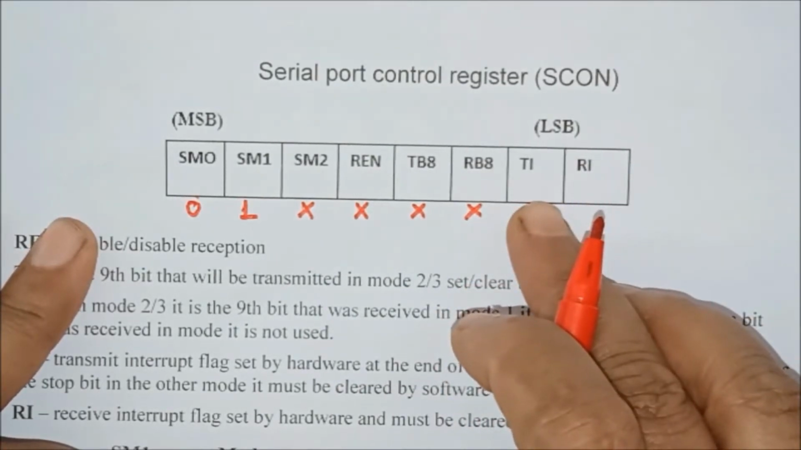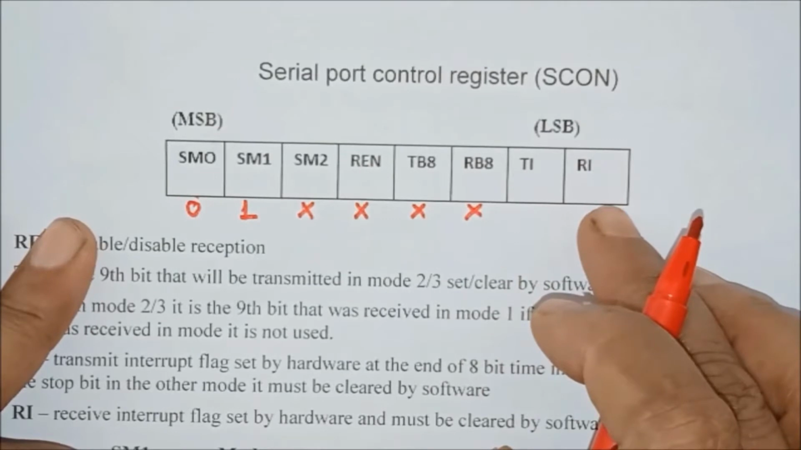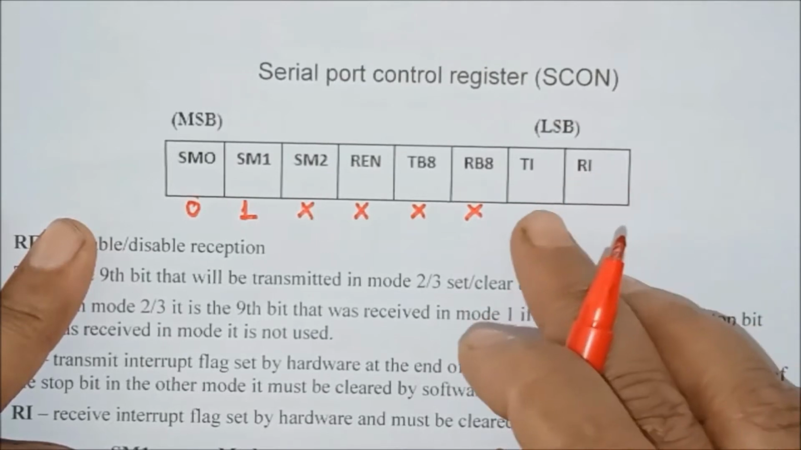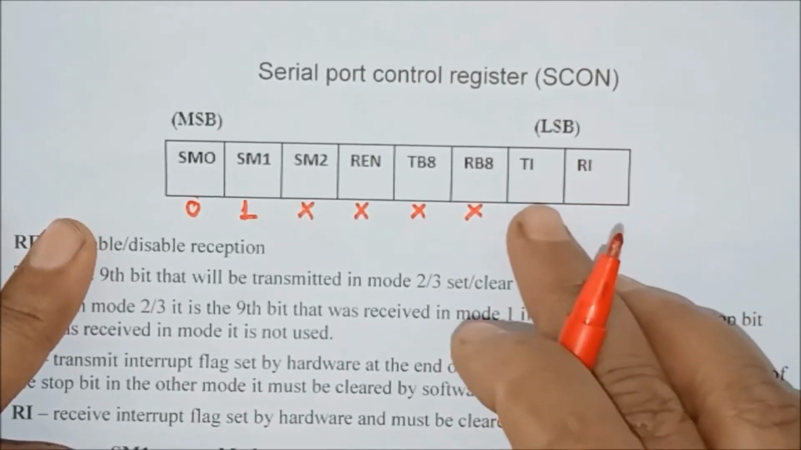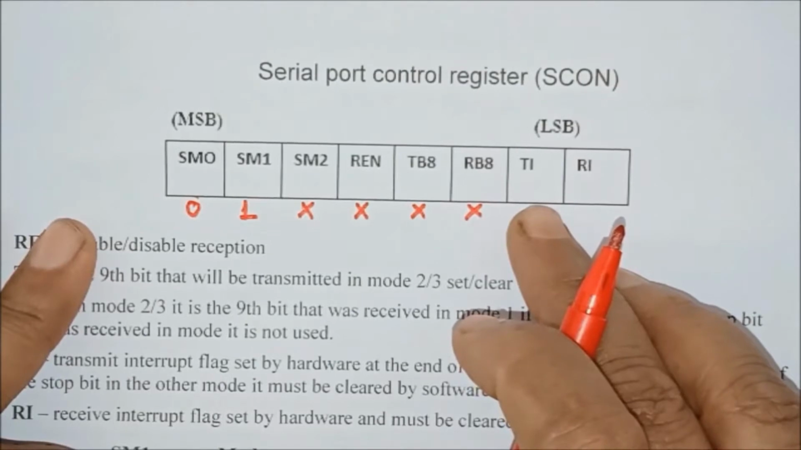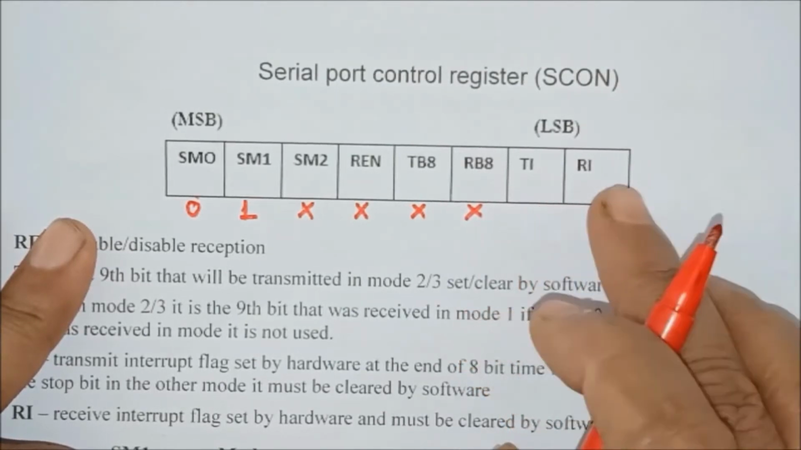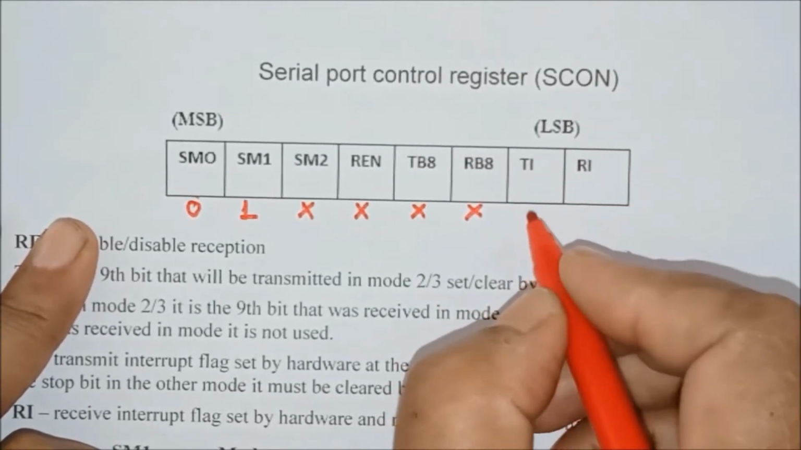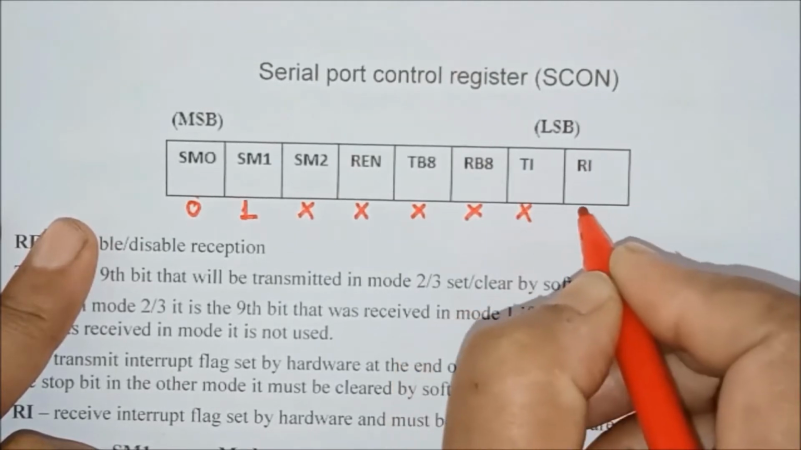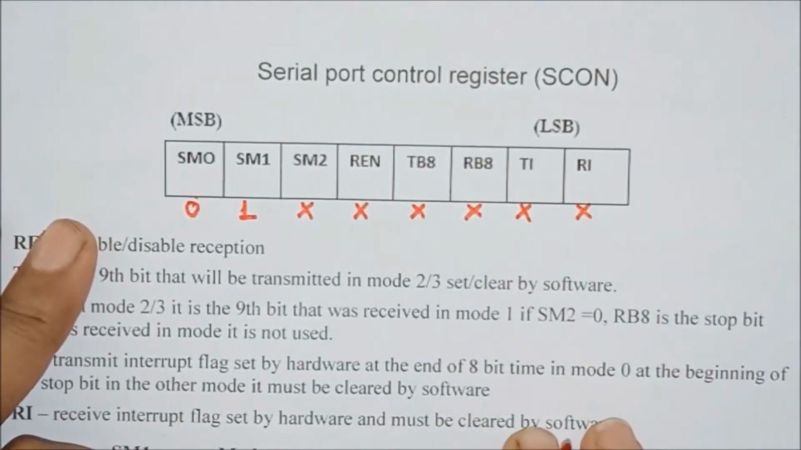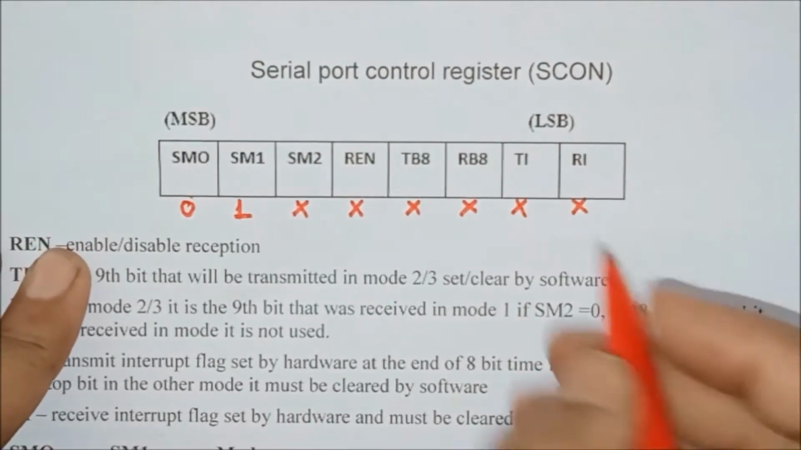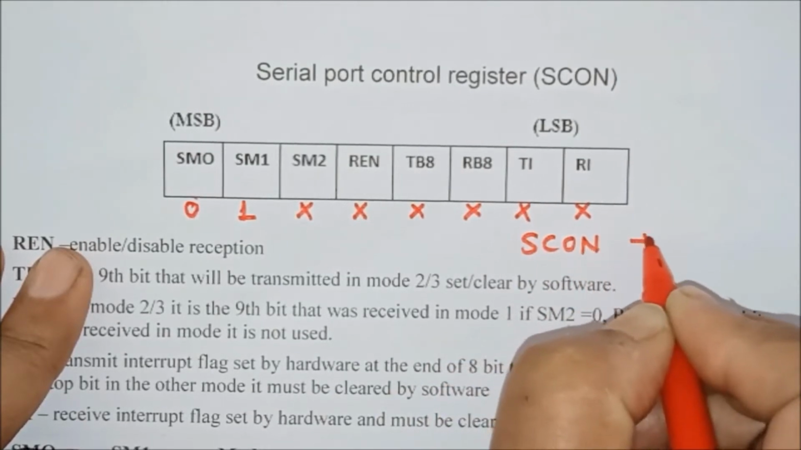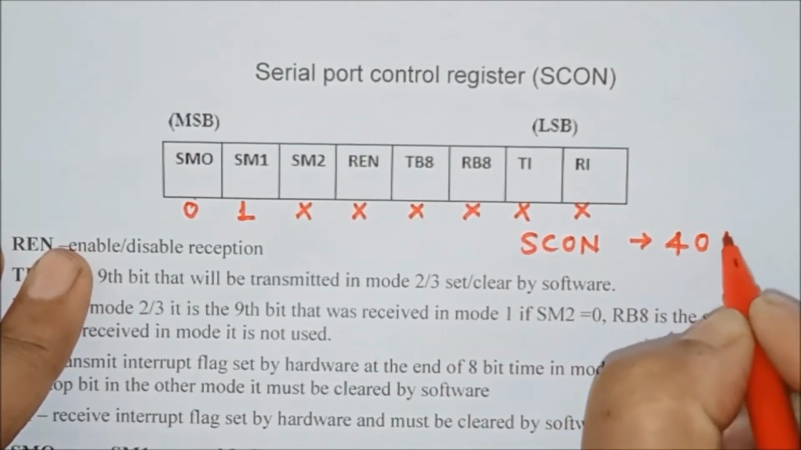TI is transmitter interrupt and RI is receiver interrupt. If we are using the interrupt, then automatically the controller will set these bits to 1. TI bit will be set to 1 after transmission of one character and RI bit will be set to 1 after reception. So these bits will be set automatically by microcontroller. For initialization of SCON register, these bits are also in don't care condition. So in program we have to initialize SCON register with value 40H.